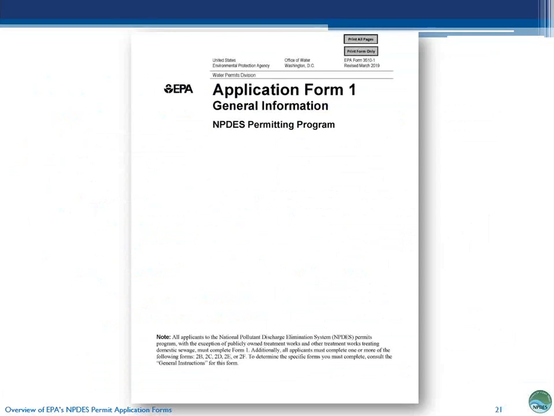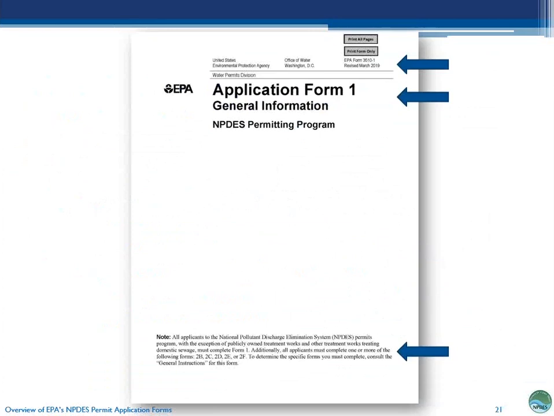Here's the cover page for application form 1. The first thing to notice is the form number and title located at the beginning of the page beneath the header. Be sure to select the form that corresponds to your type of discharge. The next thing you'll notice is the form header. Among other things, the header indicates the date of the last revision. Use this information to ensure you're using the most recent version of the form.